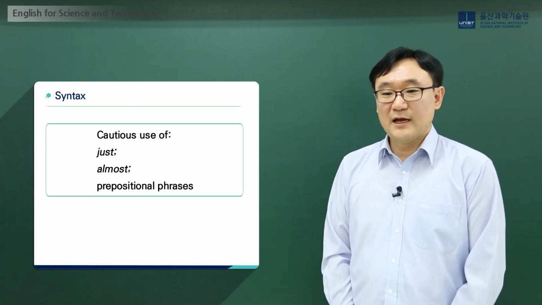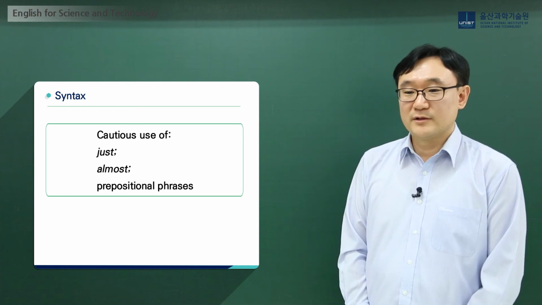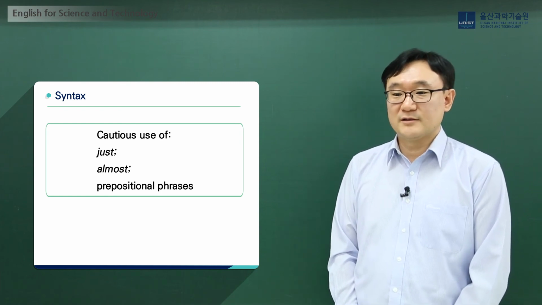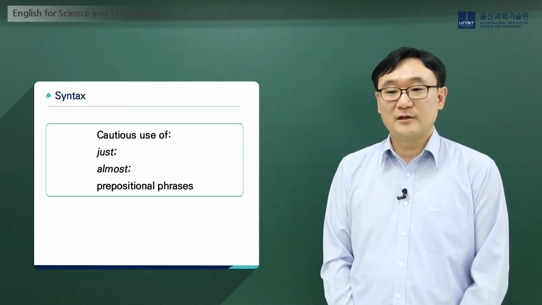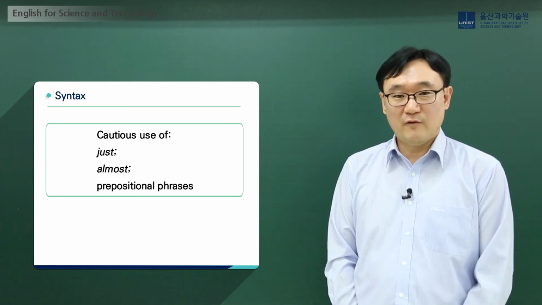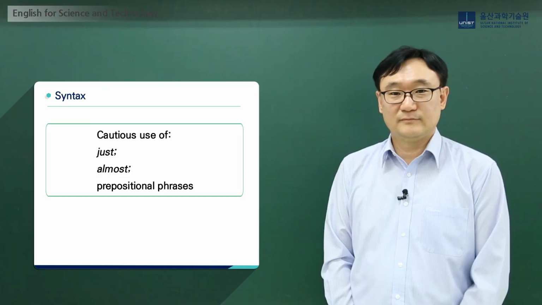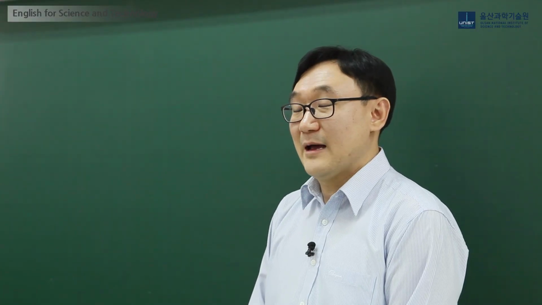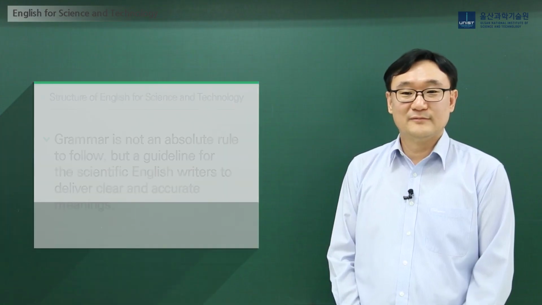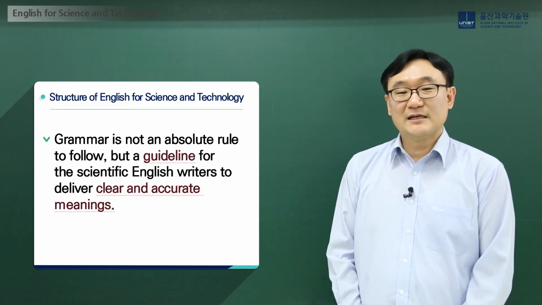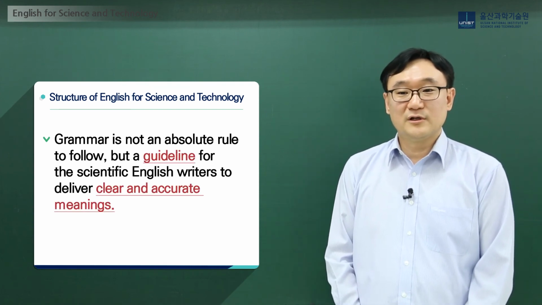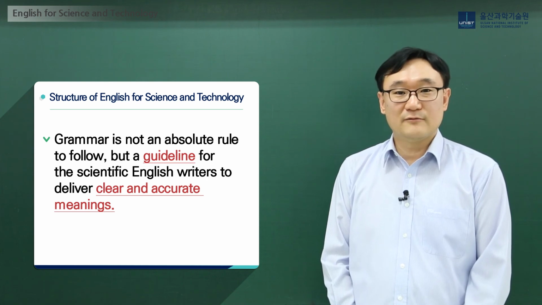Similarly, words like just and almost or prepositional phrases should be used cautiously to accurately deliver the message from the writer. Grammar is not an absolute rule to follow. It is more or less a guideline for the scientific English writers to deliver clear and accurate meanings.